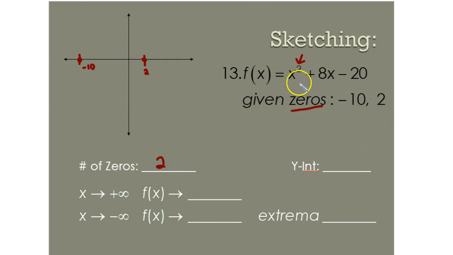At most 2 zeros. If there's a double root or something, there could be 2 zeros that are the same. But in this case, they're 2 different zeros. The y-intercept, do you remember how to find that algebraically? You let x be 0, right? And 0 squared plus 8 times 0 minus 20 is negative 20. So we can find the y-intercept from this equation.